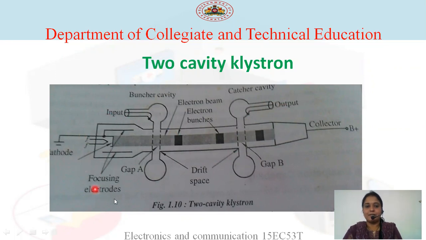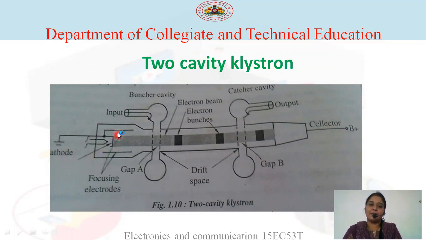Now at this end, the cathode or the electron gun will be present, which generates the electron beam, a very high velocity electron beam. And this is the collector, which is at very high positive energy compared to the cathode.